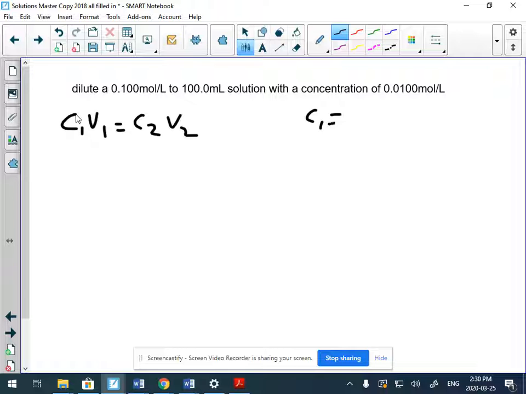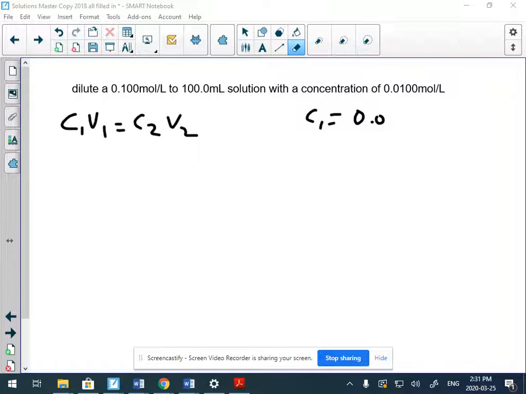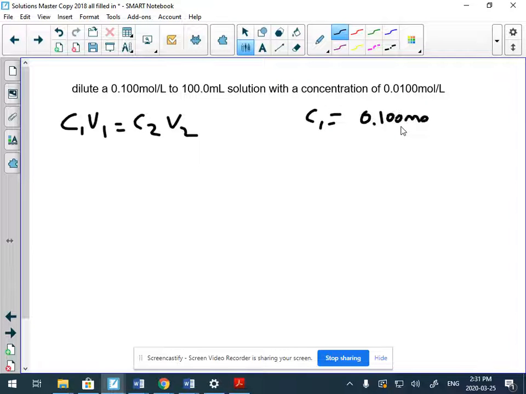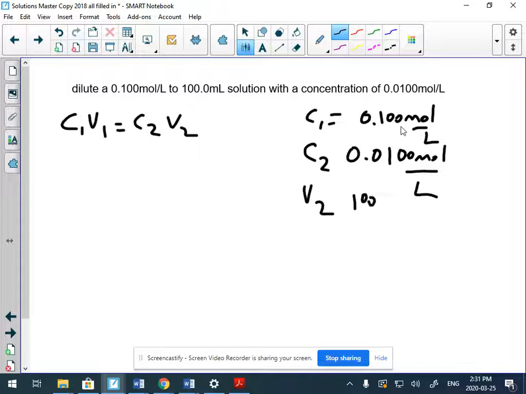Our C1, our initial concentration, is 0.1 moles per liter. Our final concentration is 0.01 moles per liter. And our final volume is 100 milliliters. So what we need to know is how much of that initial concentration do we use, and then how much of it are we going to be putting into our new flask.